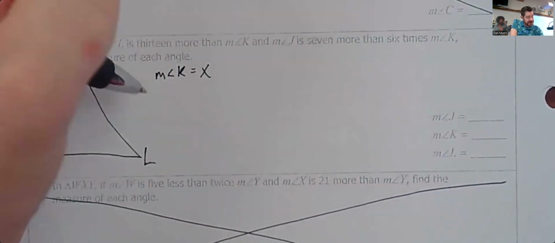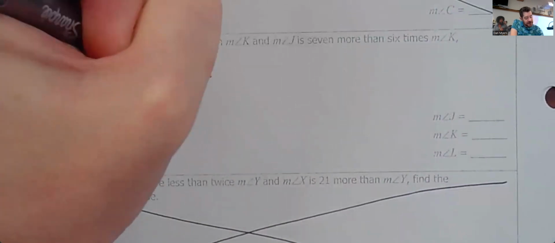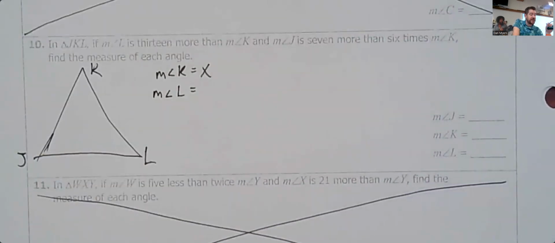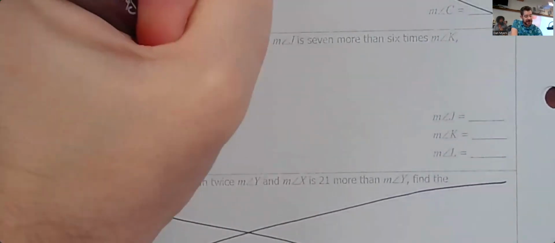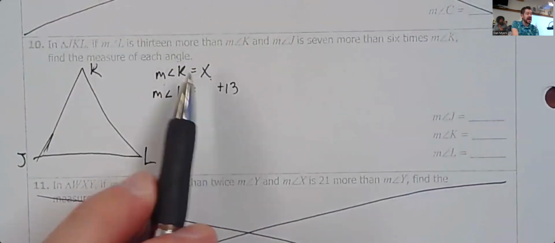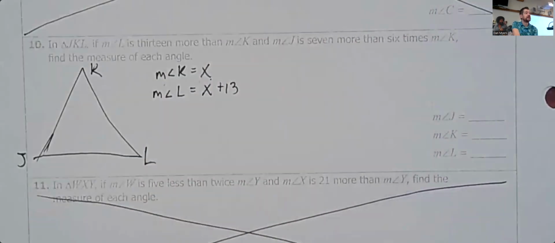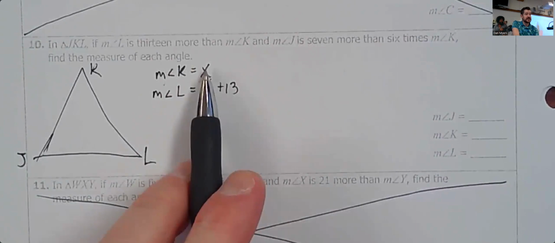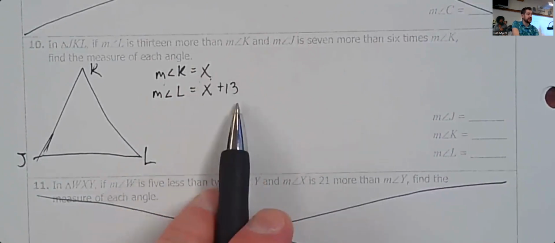So it says that the measure of angle L is 13 more than K. Now, more than means it happens after the next thing. So it's going to be plus 13. And it's 13 more than the measure of angle K. If the measure of angle K is X, then that would be X plus 13. 13 more than X would be X plus 13.